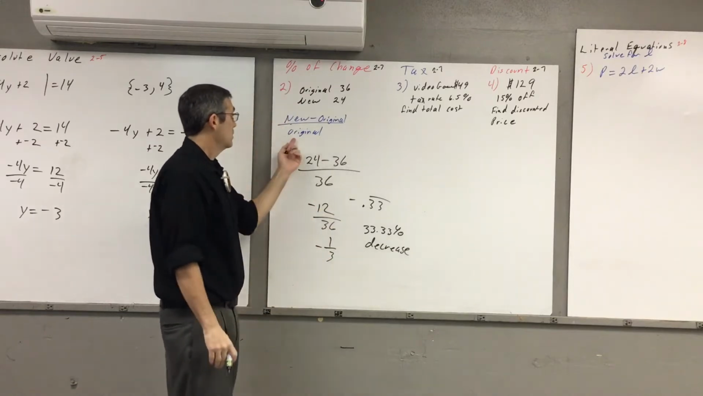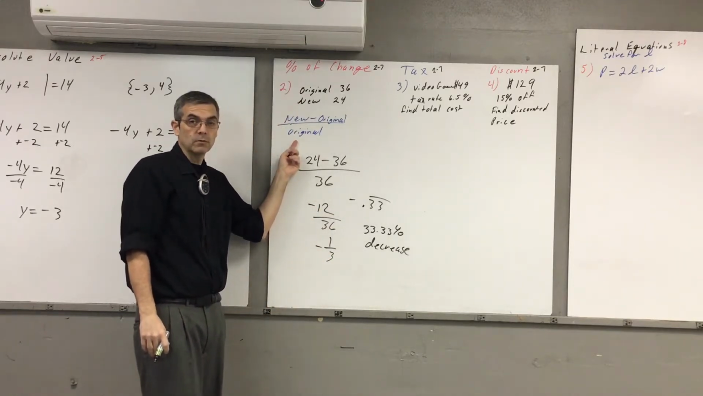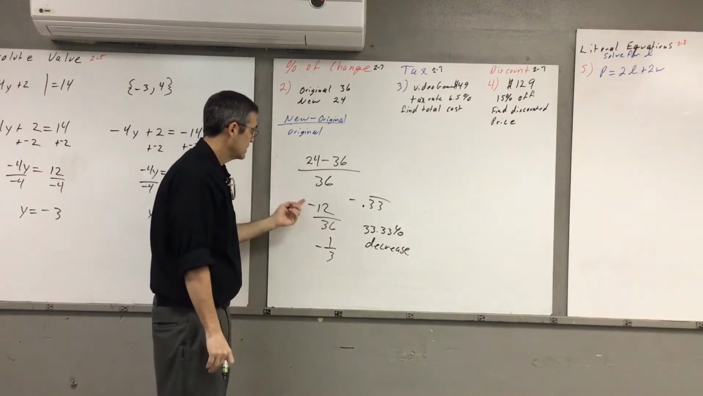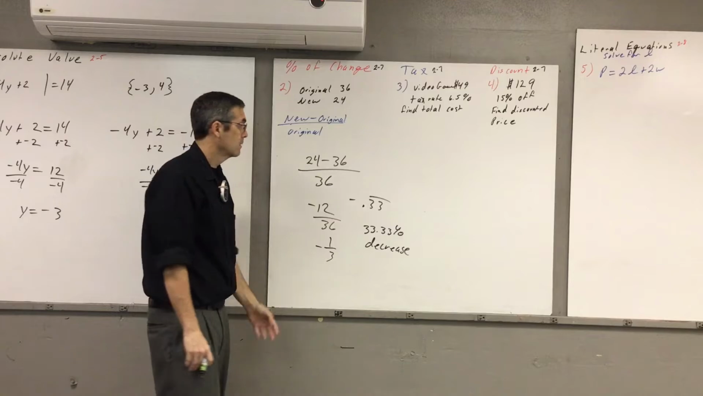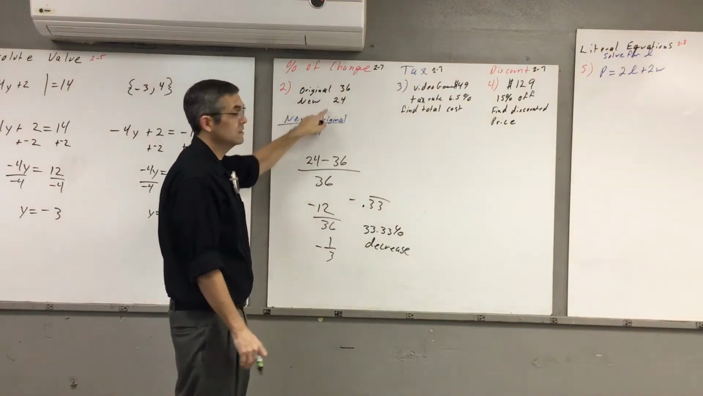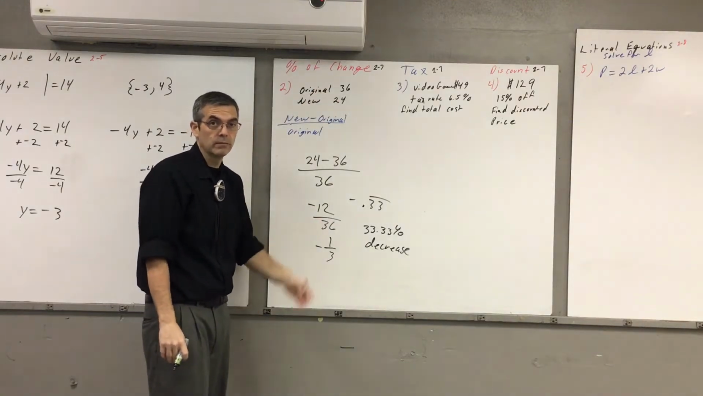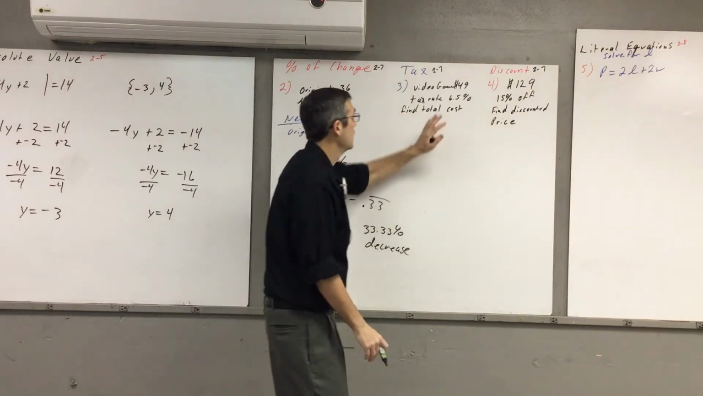That's it. You got to know this formula. If you know this formula, you're fine. Okay? If it's a negative number, it's a decrease. If it's a positive number, it's an increase. You should be able to look here and determine whether or not it was an increase or decrease right off the bat. So there's that. All right, tax.